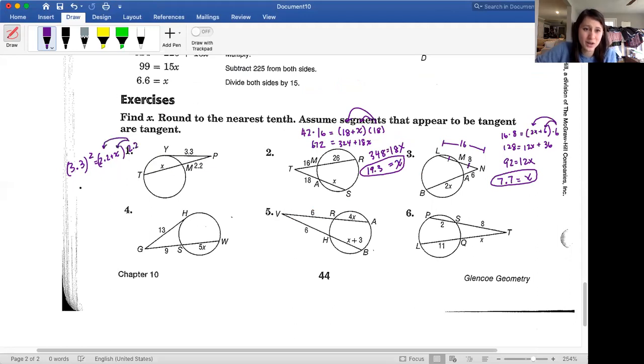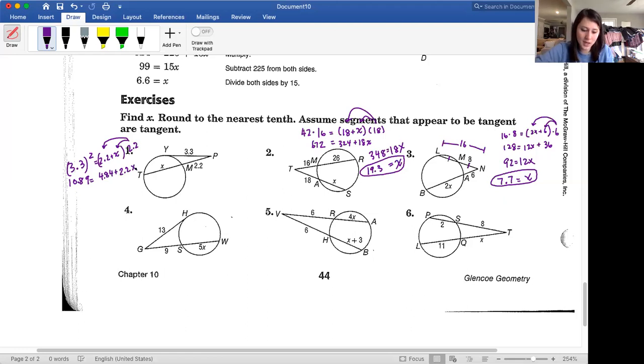Love these decimals, don't I? So let me actually work this out. 3.3 squared is like 10.89. And then 2.2 times 2.2 is 4.84, plus 2.2 times x, 2.2x.